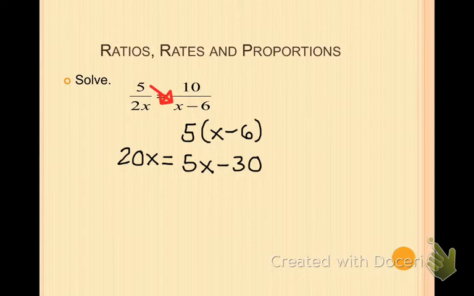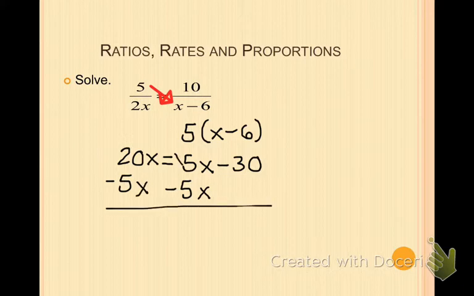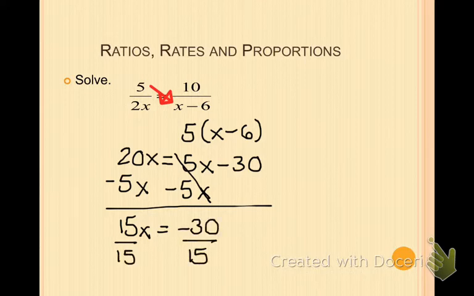Okay. So now I need to get all my variables onto one side. Now, the previous example put your variables over onto the right side, which is fine. I personally typically like to put my variables onto the left side. So I'm going to bring my 5x over to my 20x, and I'm going to do that by subtracting 5x. And that's going to leave me with a positive 15x equals negative 30. And then I have to divide both sides by 15. And I end up with x equals negative 2.